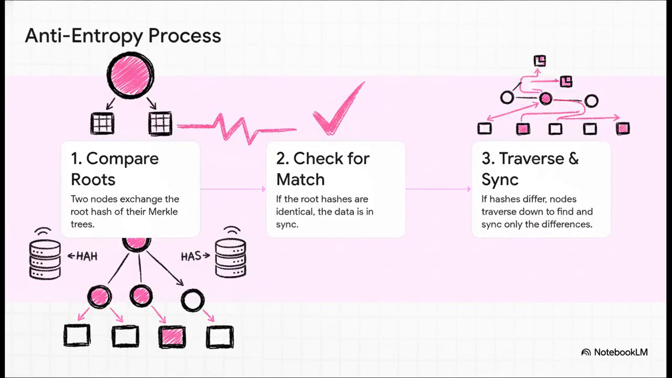Now, the process of finding and fixing these data inconsistencies, which we call anti-entropy, becomes incredibly efficient. Two nodes just need to compare the root hash of their Merkle trees for a given key range. If the hashes match, awesome, they're in sync, we're done. If they don't match, they just compare the hashes of the children nodes and they only walk down the branches of the tree that don't match. This lets them zero in on exactly which keys are different without ever having to send all the data over the network. It's a massive, massive optimization.